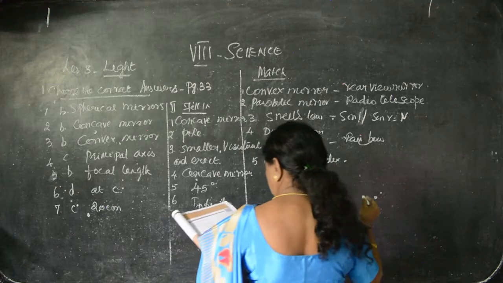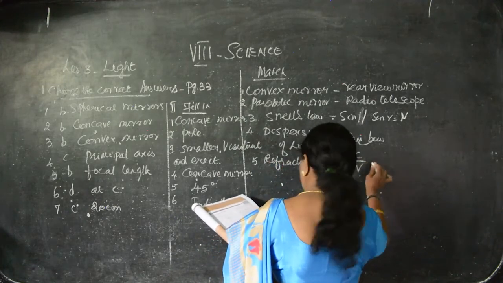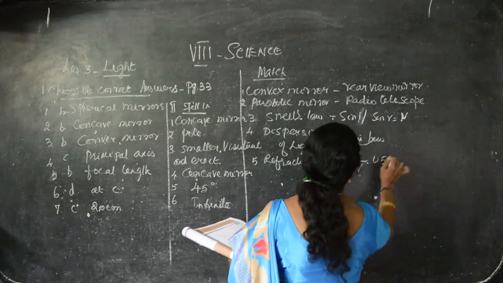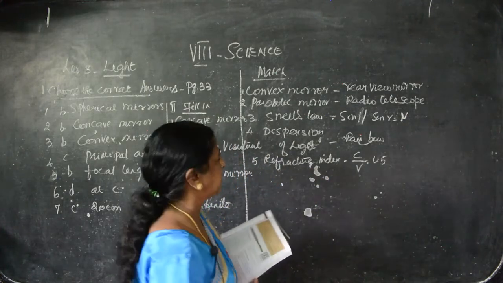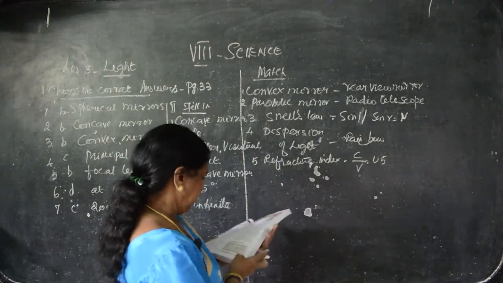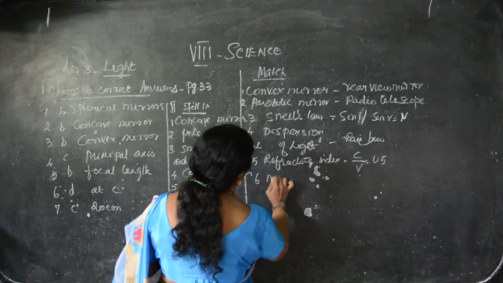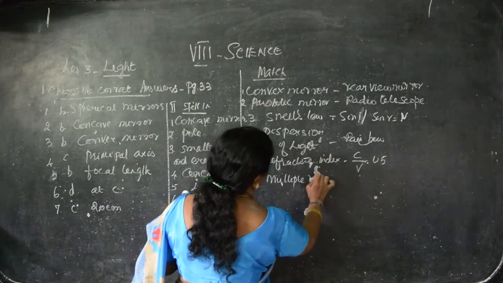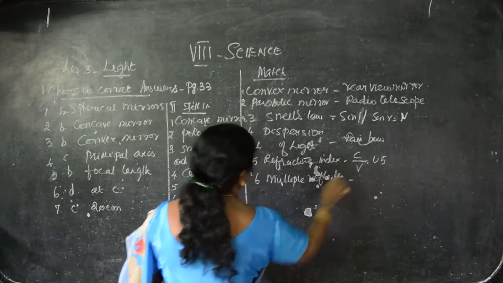Answer is, that is not given in the book. That's why I wrote the answer. Clear? Mu is equal to 5. Refractive index. The question is given, but there is no option. So, writing the option by verifying the book. So, copy down this. And sixth one is multiple reflection. This is not given in the book. You write by yourself. Multiple reflection.